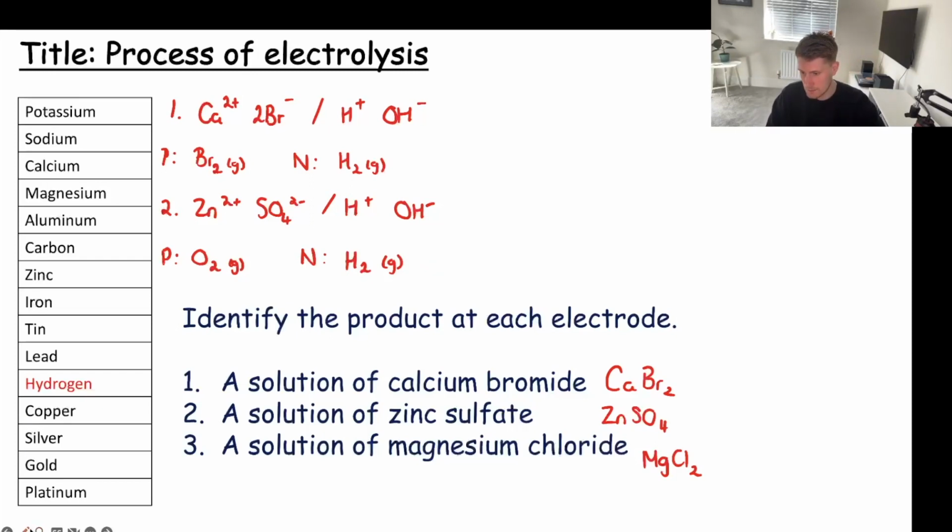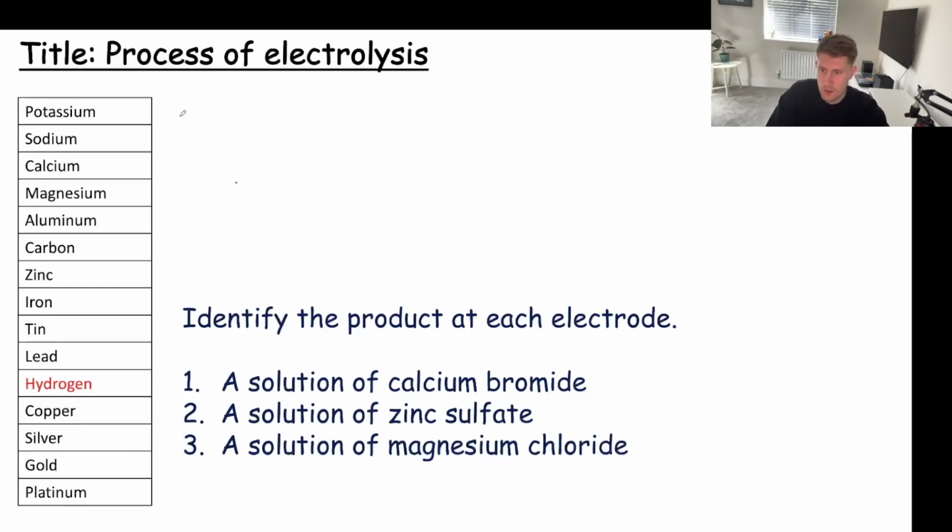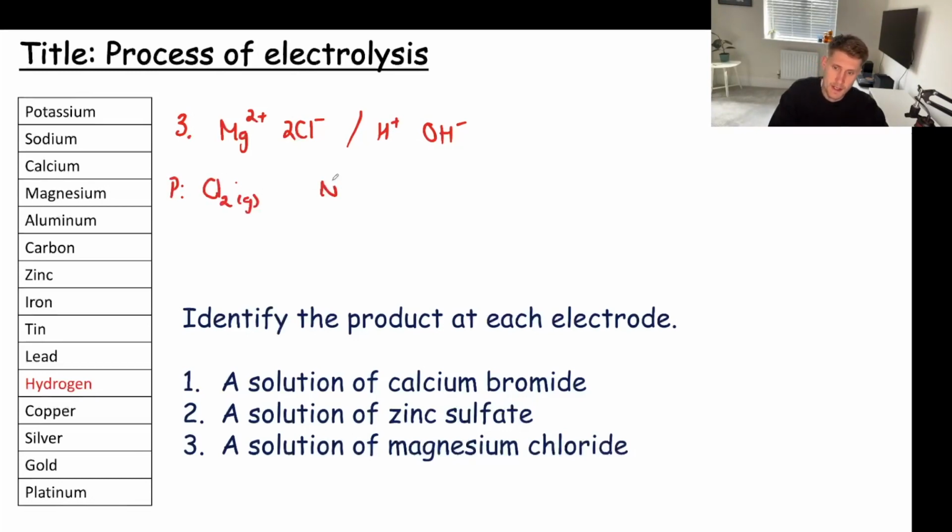I'm just going to clear this writing. And we're going to look at number 3 now. So number 3 was magnesium chloride. So Mg2+ and 2 chloride ions, H+ and OH- from the water. So at my positive, I have here 2 chloride ions, so they will form my chlorine gas. And at my negative, my magnesium is still higher than hydrogen, so I get my hydrogen gas.